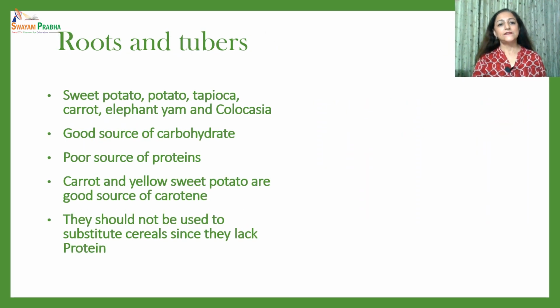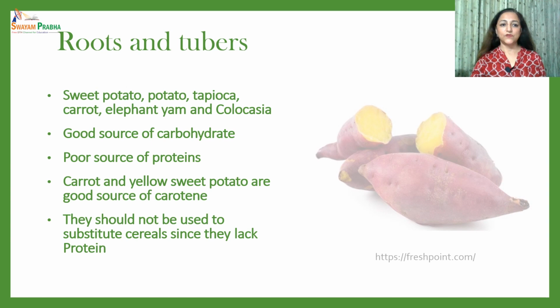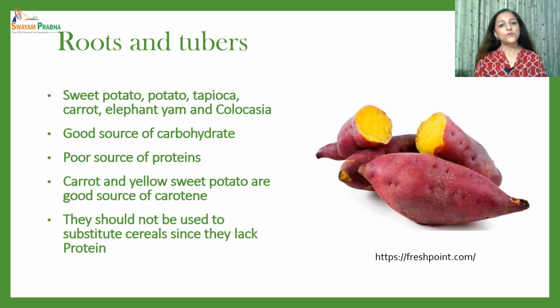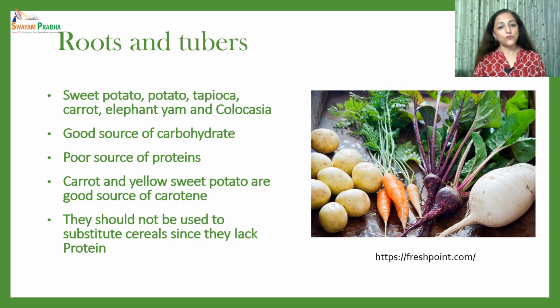The second type of vegetables are roots and tubers. This includes sweet potato, tapioca, carrot, elephant yam, and colocasia. They are good sources of carbohydrates. They are poor sources of proteins. Carrots and yellow sweet potato are good sources of carotene. But here it is important to mention that you should not substitute cereals for these roots and tubers because they are poor sources of protein. Whereas we have seen that cereals do contain around 6 to 12% of protein.